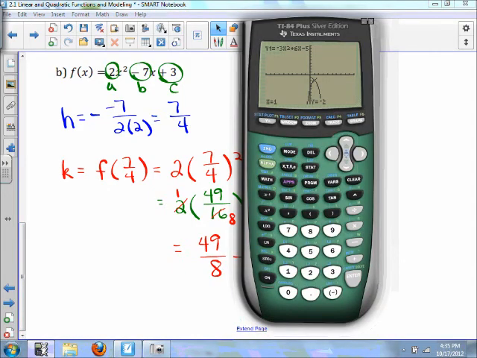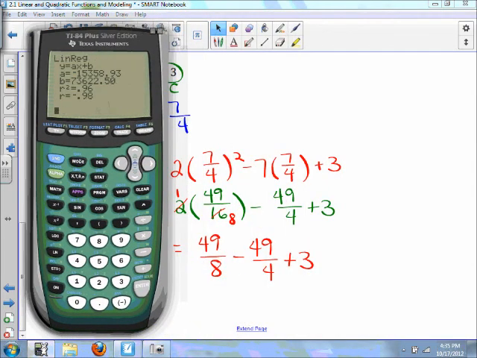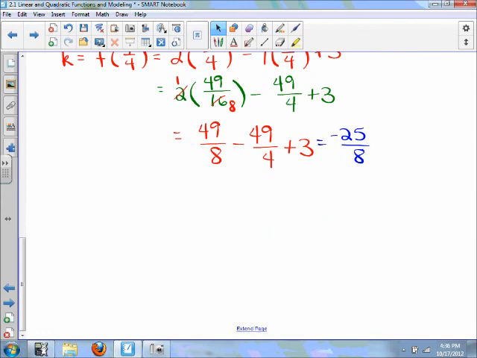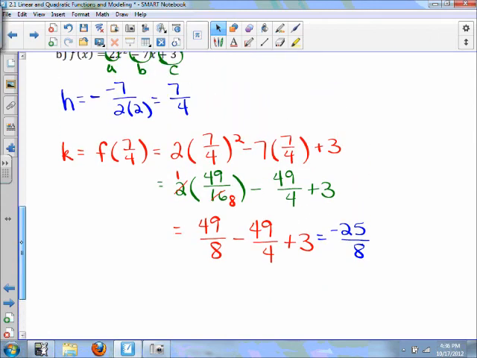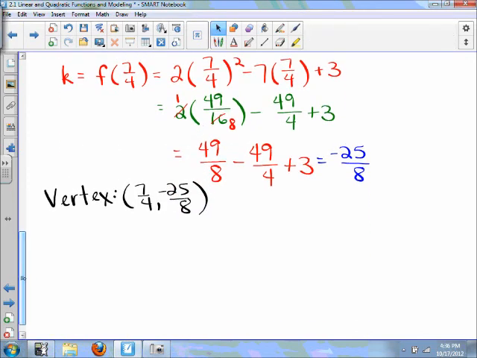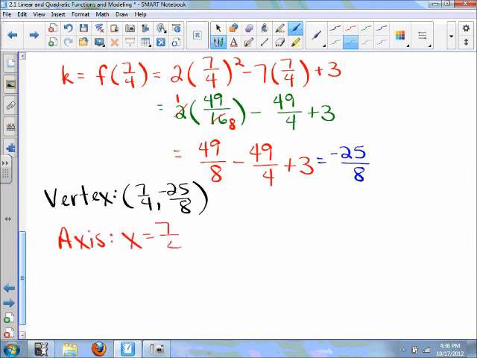Now I don't want to do any more fraction work. So I'm actually just going to put this into our calculator. And then math, enter, enter. That'll change it to a fraction, which is negative 25 over 8. So that means my vertex will be (7 over 4, negative 25 over 8). My axis of symmetry, or my axis, will be x equals 7 over 4.